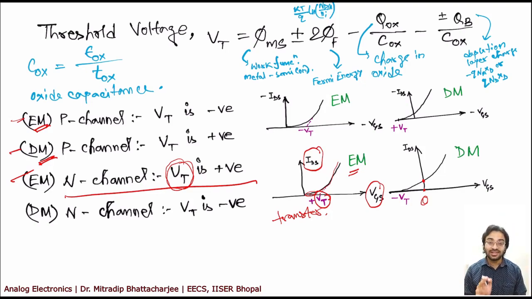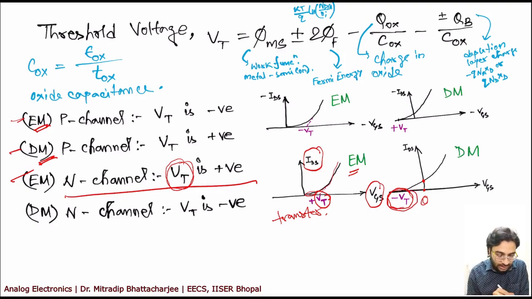So this is only possible when it is in depletion mode. Okay, and in order to turn this device off, you actually need some minus VT, some negative voltage, so that whatever channel formed gets neutralized, or the current doesn't flow through the channel. So you need a minus VT voltage for the same.